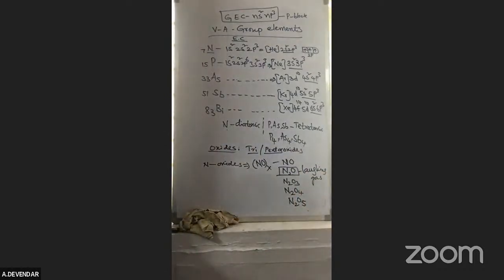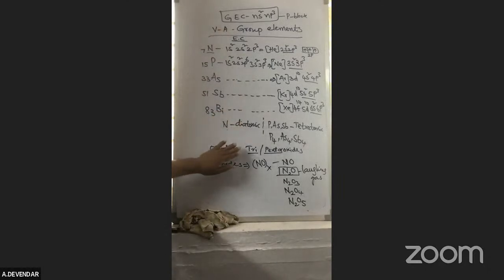So friends, we are already familiar with nitrogen and phosphorus. In every group we are discussing these two. Now I am discussing the oxides of nitrogen and also the oxyacids of nitrogen. This is a 5 marks question.